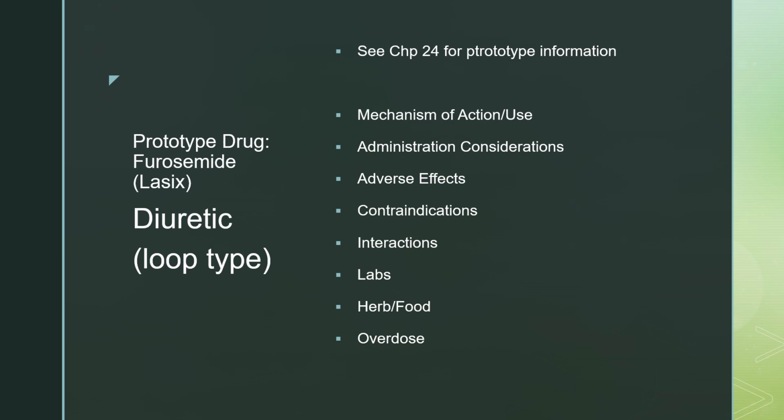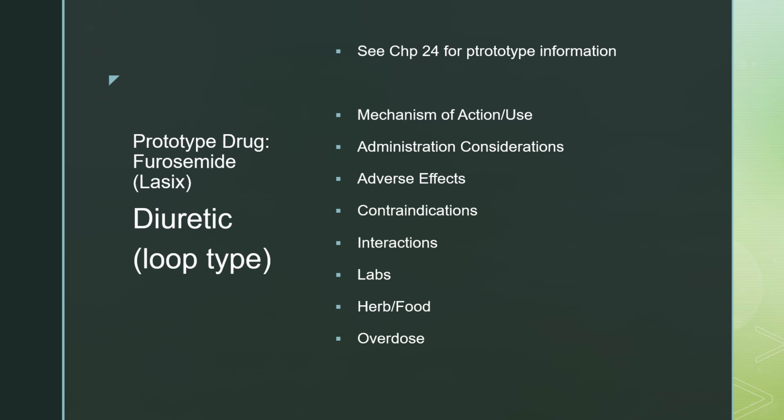Some administration alerts and considerations. You always need to check the client's potassium level before administration. If the potassium level is low, which means you need to know your normal, you need to notify the healthcare provider immediately before you administer. Older adults, we always need to be mindful, may need a lower dose. Remember, their kidneys don't work as well, so be mindful if you are dealing with geriatric clients.